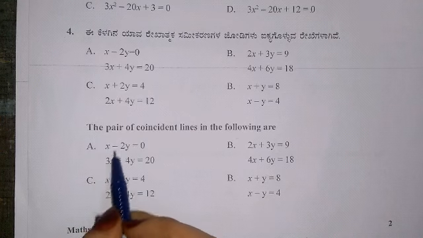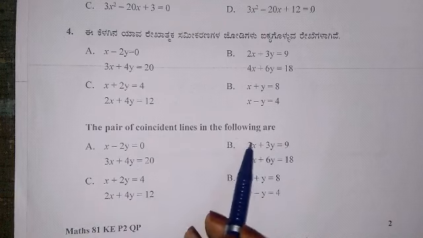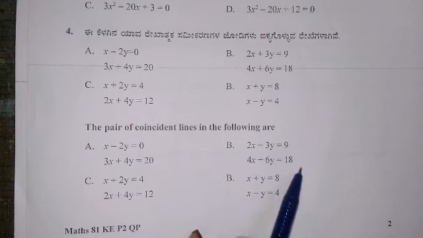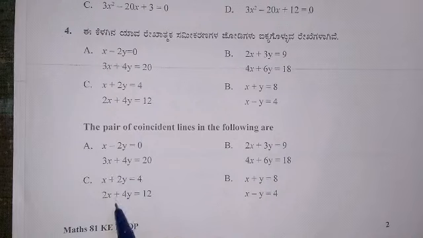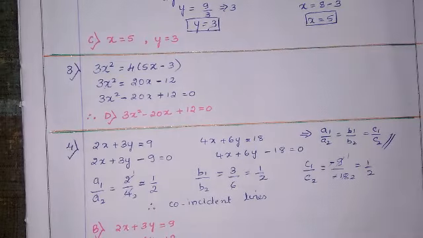For the other option, 1 by 3, 2 by 4, 0 by 20, it cannot be equal. Here you can see 2 by 4, 3 by 6, 9 by 18, which are equal. Like that only you can compare and see. So the next question, question number 5.